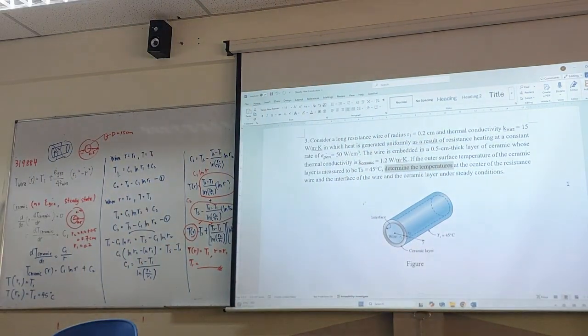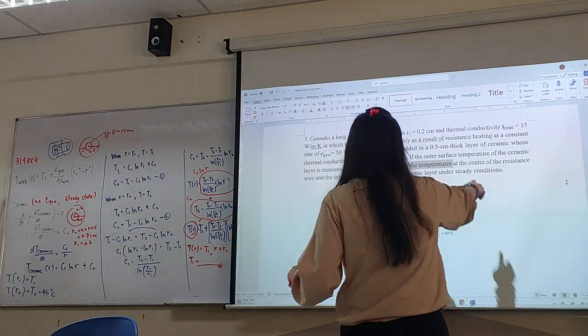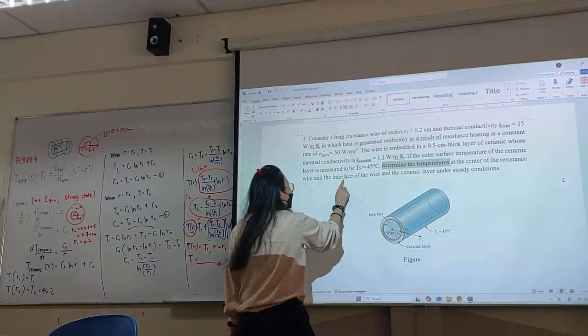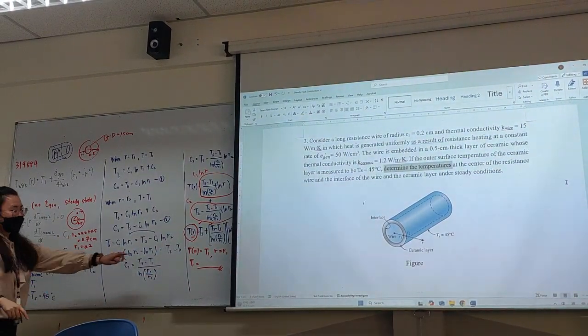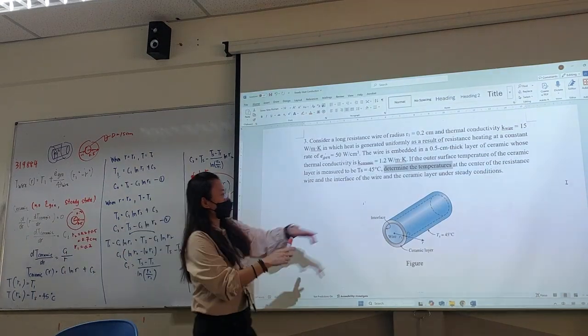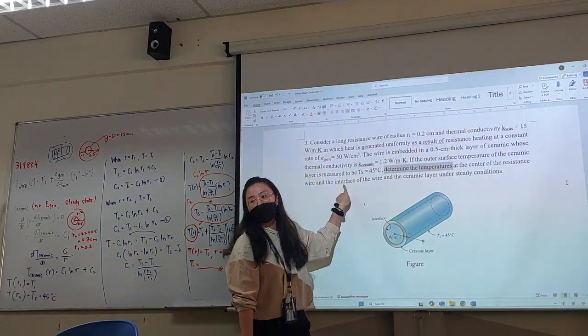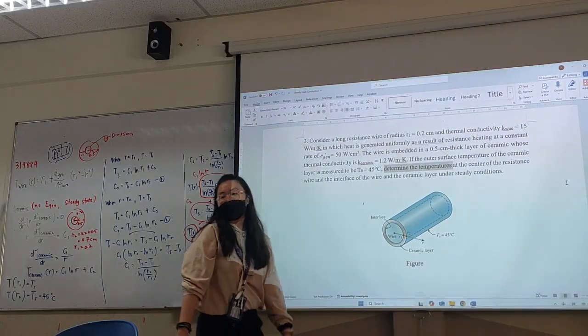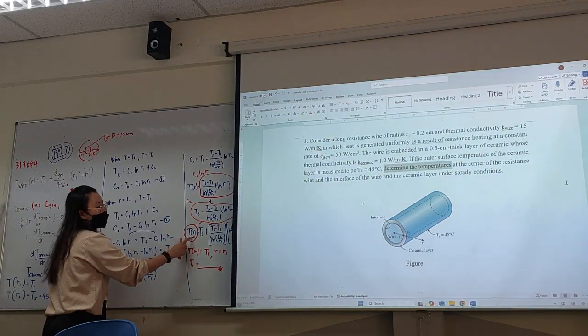That's the center. They want to find two temperatures: one at the center, and another at the interface. So this one is defined at the interface. Two things: temperature at the center, and temperature at the interface, which is at R1. So you are finding the temperature; this one is at the interface.